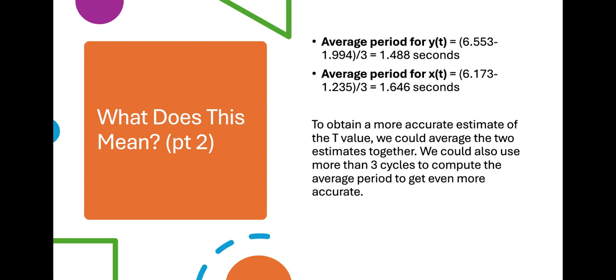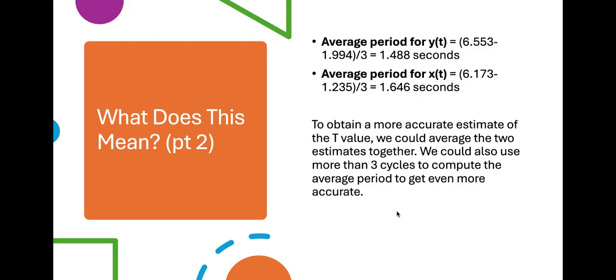And then when we calculate our average period, we can use estimates for our x of t and our y of t to obtain a more accurate value. So what we did was we looked at our y of t graph, and I used 3 cycles. You can use more to get an even more accurate estimate, but I used 3, and I found 2 dots on the y of t graph that were exactly 3 cycles apart, and then I looked at their respective times and divided them by 3 to get the average period, and then I did the same thing for x of t.